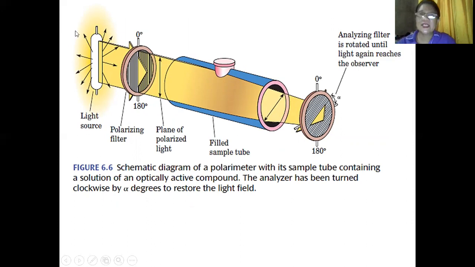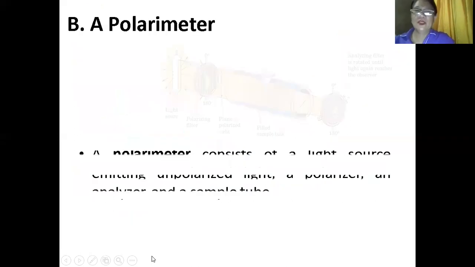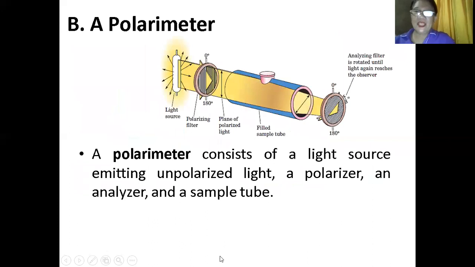So this is a polarimeter. It's in a tube. Now this is your light source. Now this is your sample tube. Then you place your sample in it. So if your polarized light will turn to the right or to the left, meaning it is optically active. The plane polarized light consists of light waves vibrating in parallel planes. So the polarimeter is your analyzer, if the substance has optical activity.